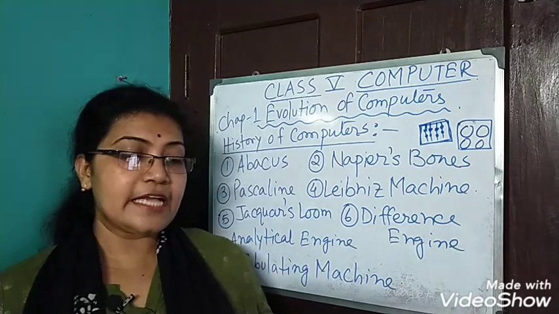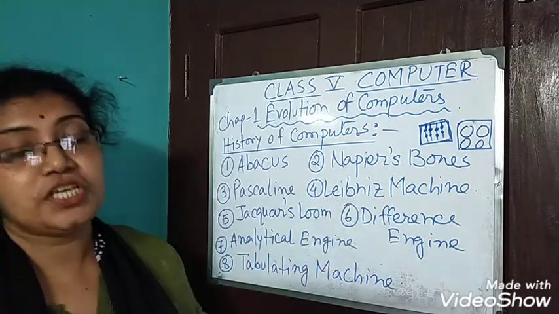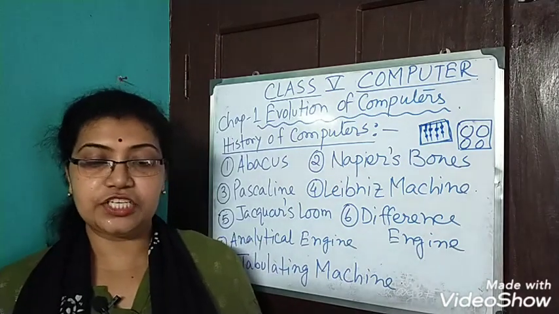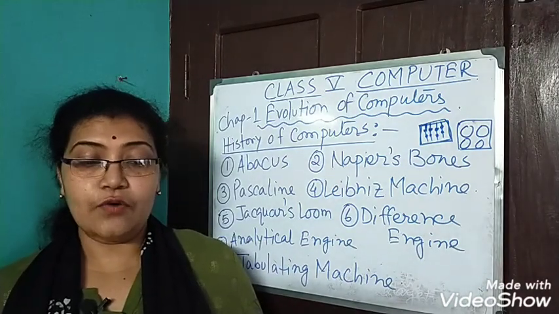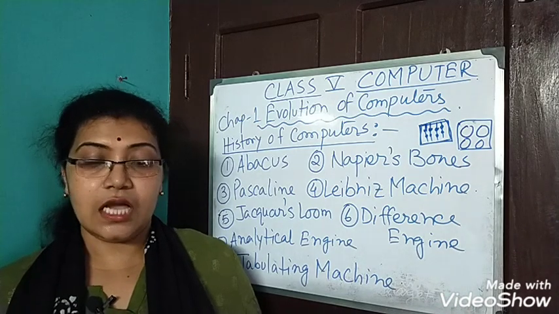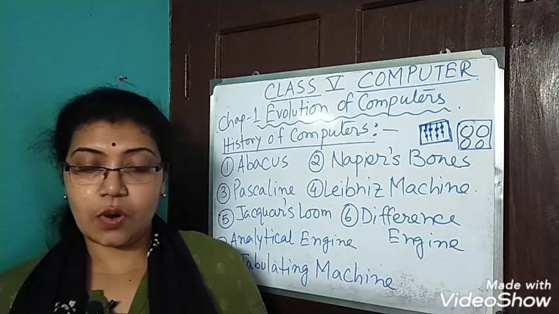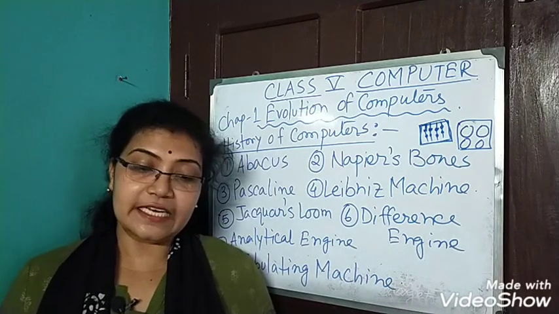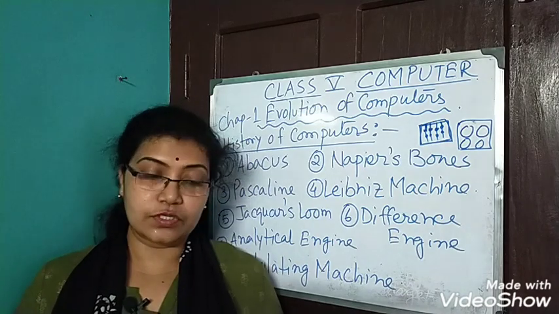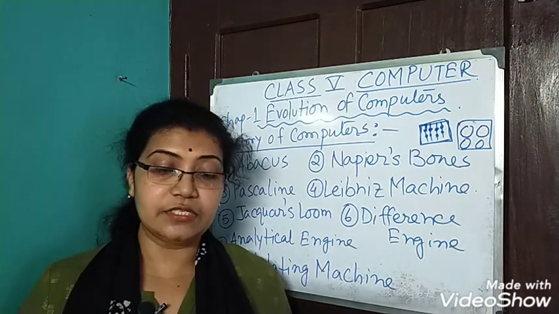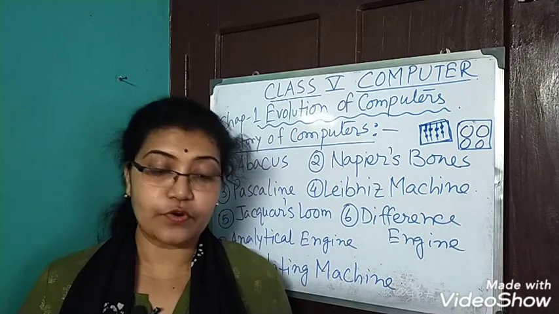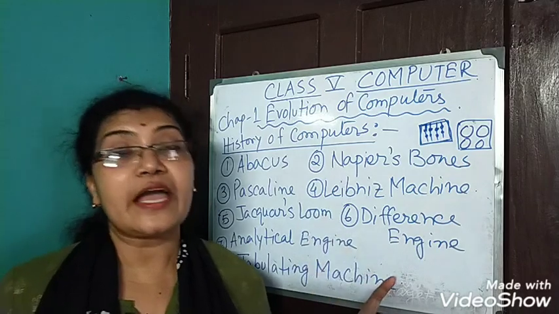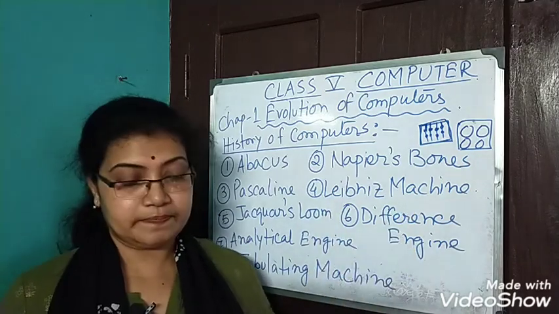Next point is Leibniz's machine. In 1671, the German mathematician and philosopher Gottfried Wilhelm von Leibniz designed a calculating machine called the step reckoner. It could also multiply, divide and work out square roots. It could store data by using a register or memory store for the first time.